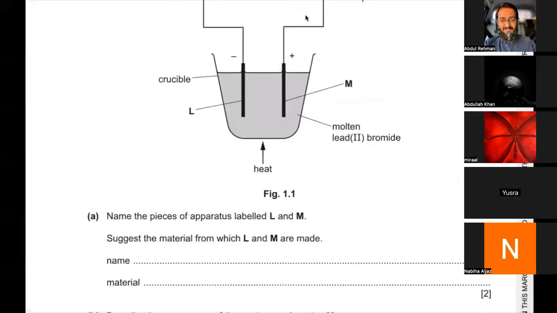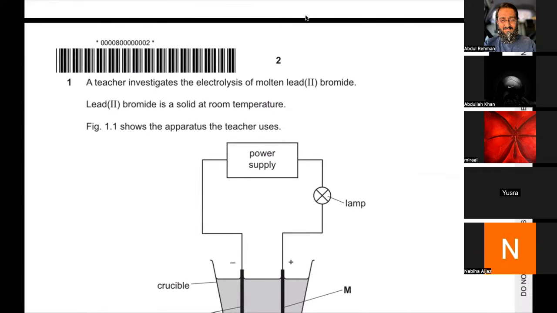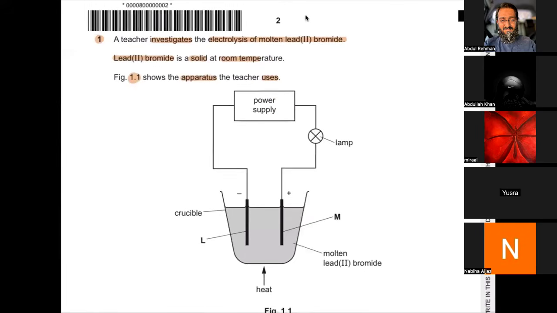Let's start with question number 1. A teacher investigates the electrolysis of molten lead bromide. Lead bromide is solid at room temperature. Figure 1.1 shows the apparatus the teacher uses. As it is solid at room temperature, we need to continuously heat it to keep it in a molten state, so the electrolysis can occur.